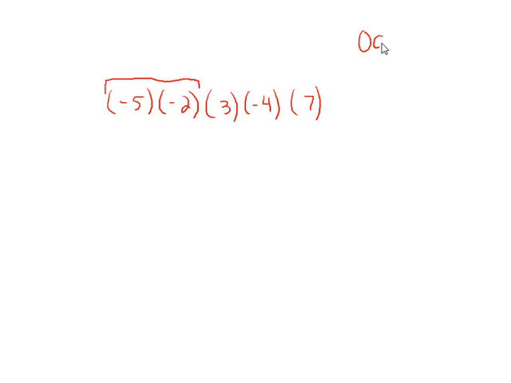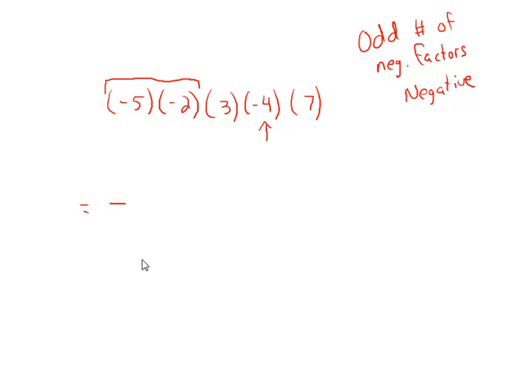Basically, when you have more than two factors, if there are an odd number of negative factors, that means that your product will be negative. Basically, we pair them up, and every two negatives when we multiply makes a positive. If there's a leftover negative, that means that your product will be negative.